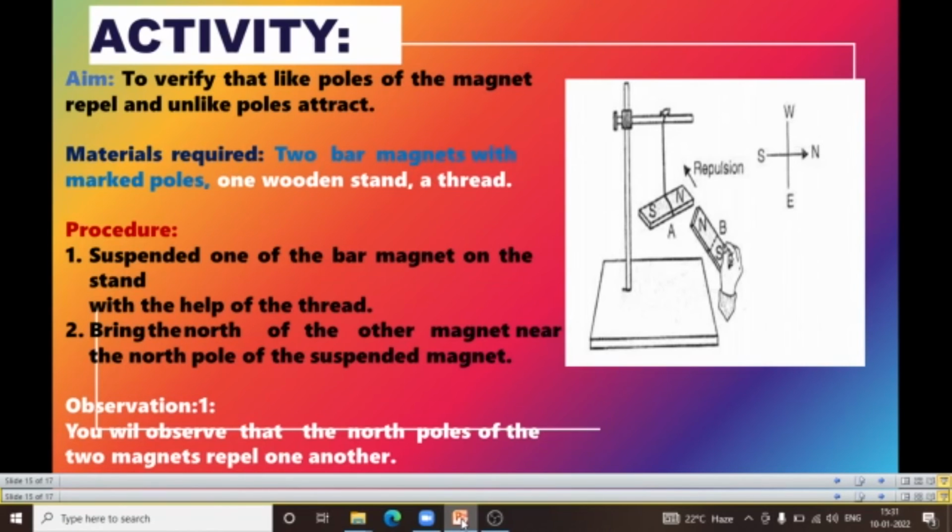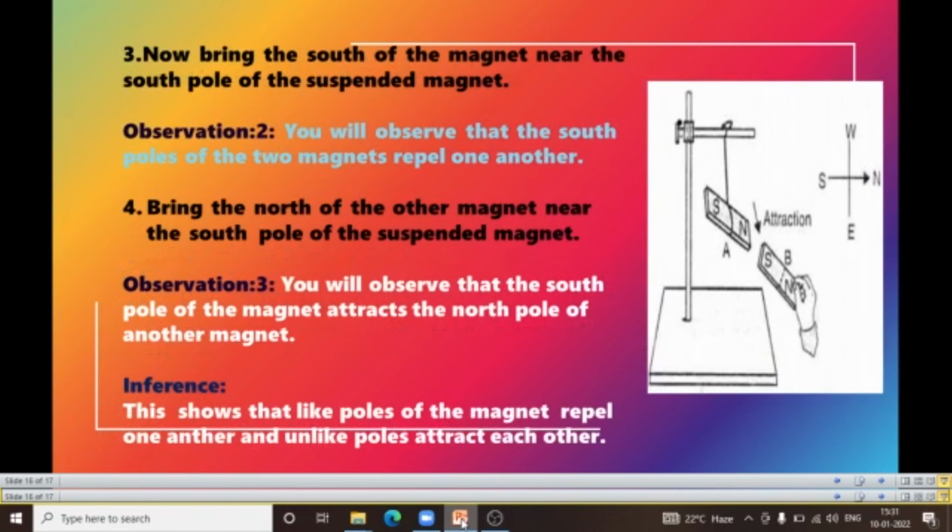What we do is suspend the bar magnet with a thread. So now, we take the north pole of the other magnet and bring it near the north pole of the suspended bar magnet. What we can observe is that the north poles of the two magnets repel each other. So we are getting another example.